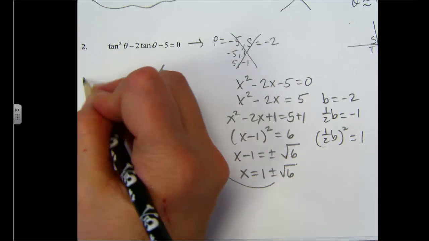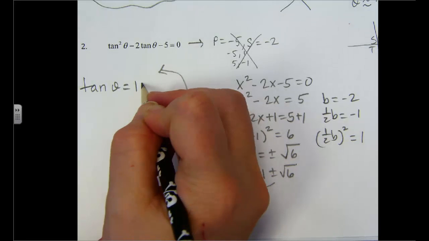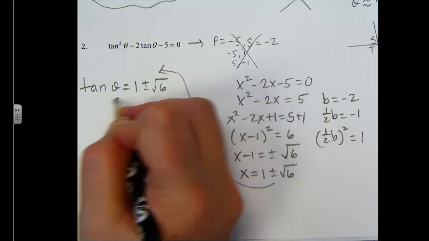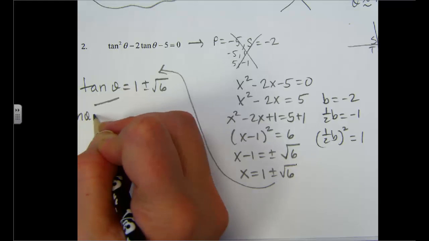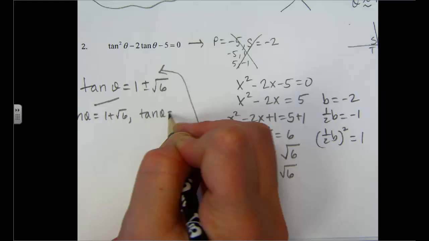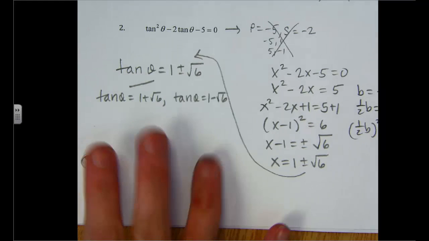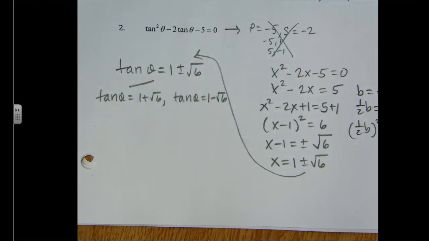Now the truth of the matter, though, is we were really solving for theta. So tan theta is 1 plus or minus the square root of 6. I'm going to split that up into tan theta is 1 plus root 6, and tan theta is 1 minus root 6. And then again, go to your Inspire and let it do much of the rest of the work for you.